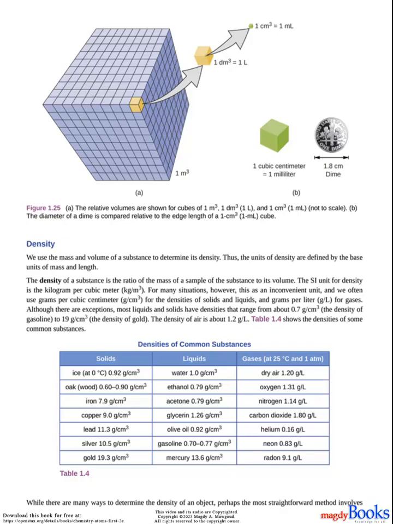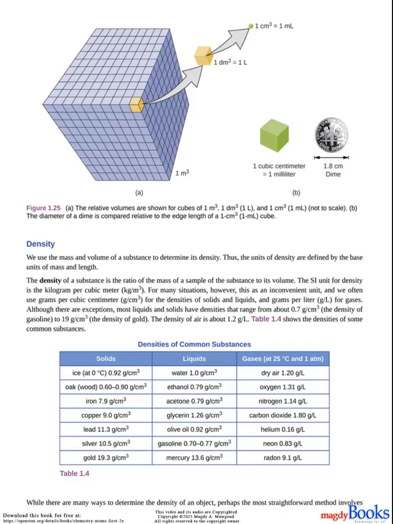Although there are exceptions, most liquids and solids have densities that range from about 0.7 gram per centimeter cubed, the density of gasoline, to 19 gram per centimeter cubed, the density of gold. The density of air is about 1.2 gram per liter. Table 1.4 shows the densities of some common substances.